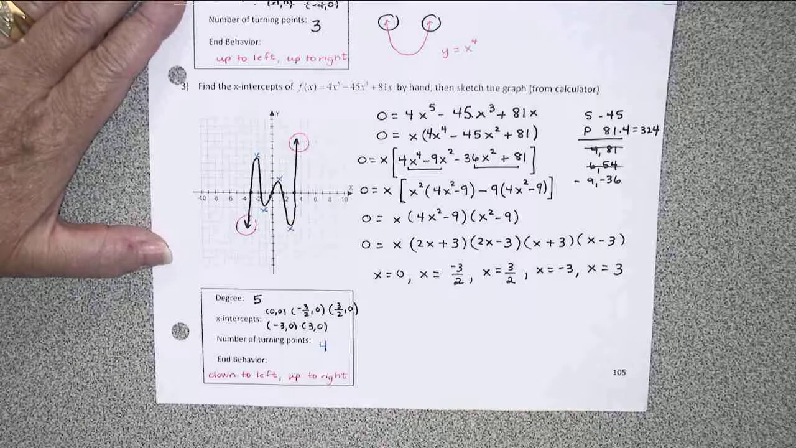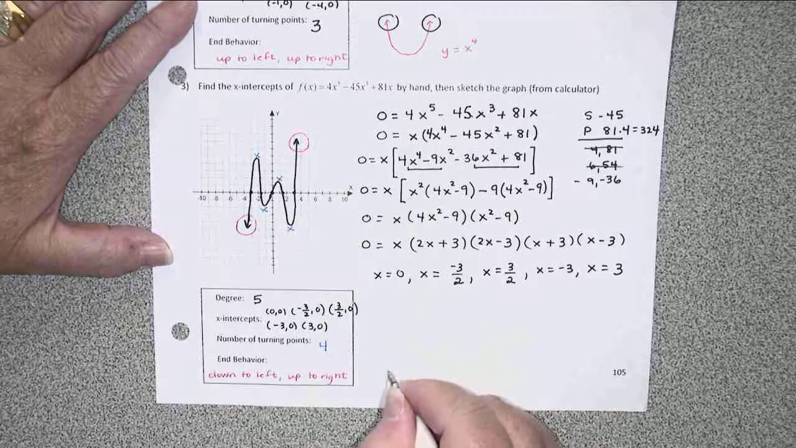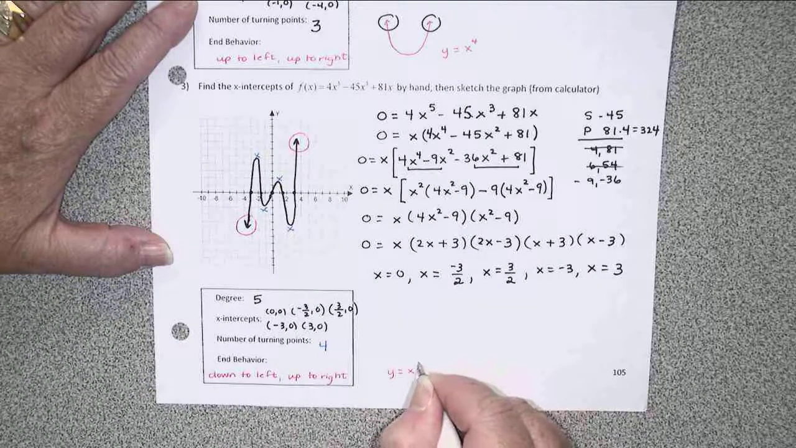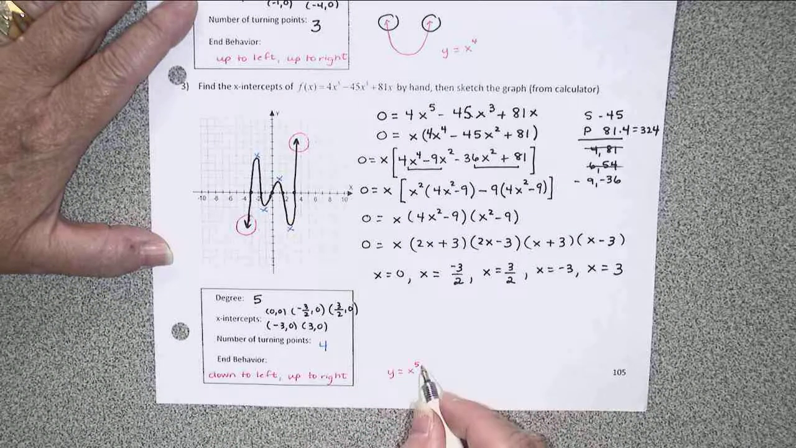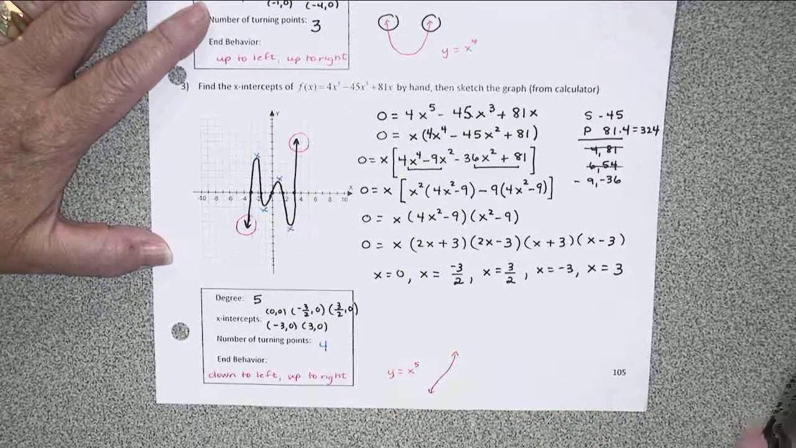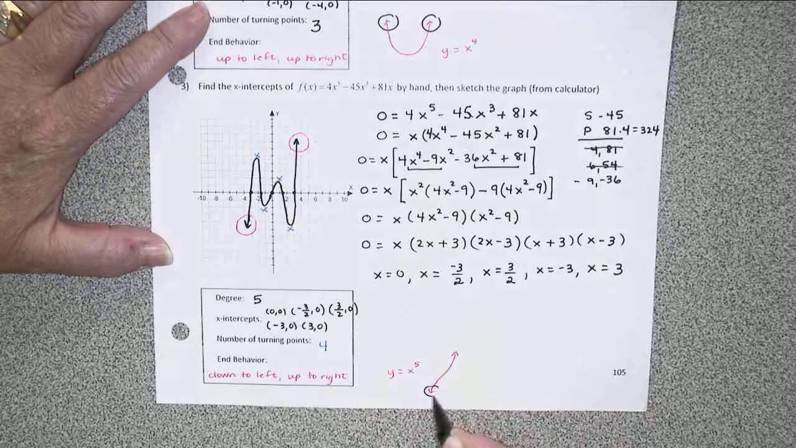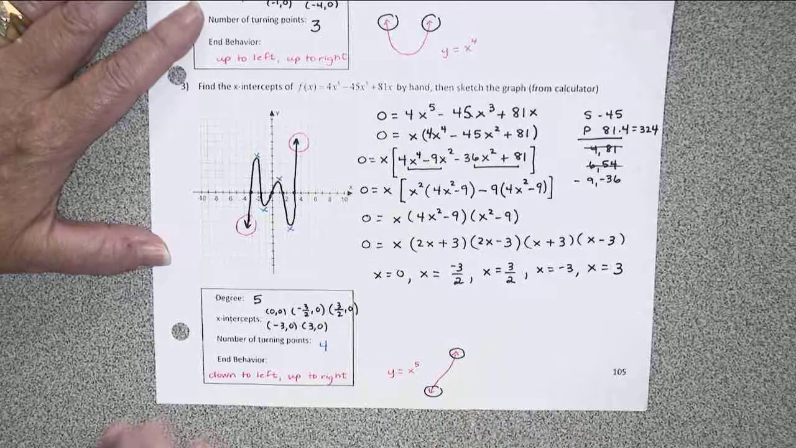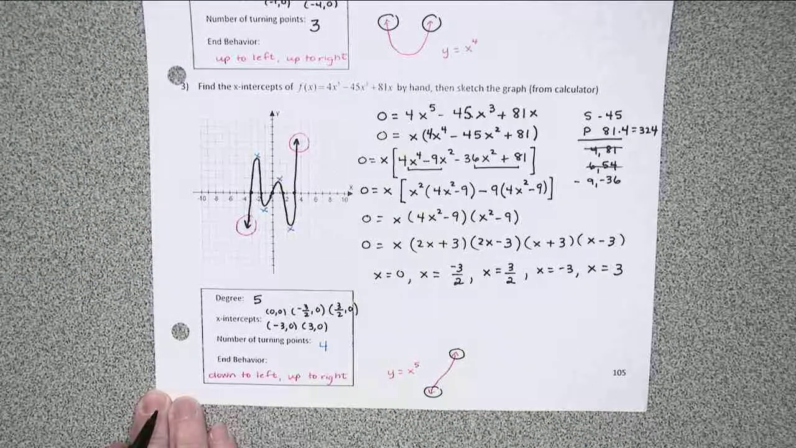And again, our suspicions have been it has something to do with the degree. Our degree was 5. And if you think of the power function y equals x to the 5th as an odd power, its graph would have looked something like that. That same end behavior, down to the left and up to the right. So the degree of the polynomial really seems to determine the end behavior of that polynomial.